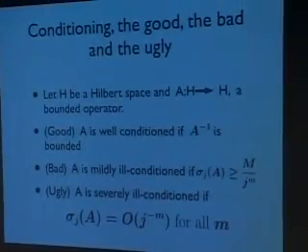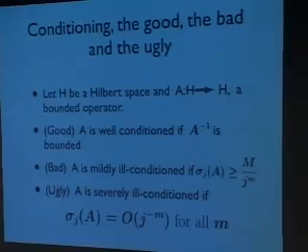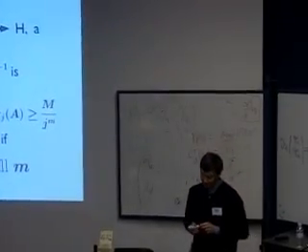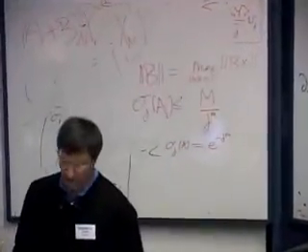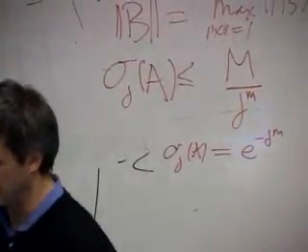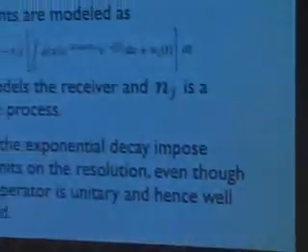So, for example, if sigma j behaves something like e to the minus j times m, those are really bad. So now I want to talk about particular modalities and how we think of them as inverse problems and what kind of conditioning we get.